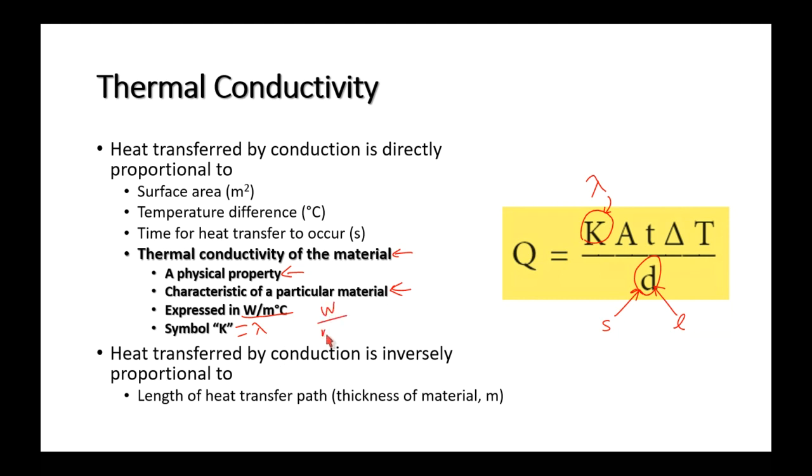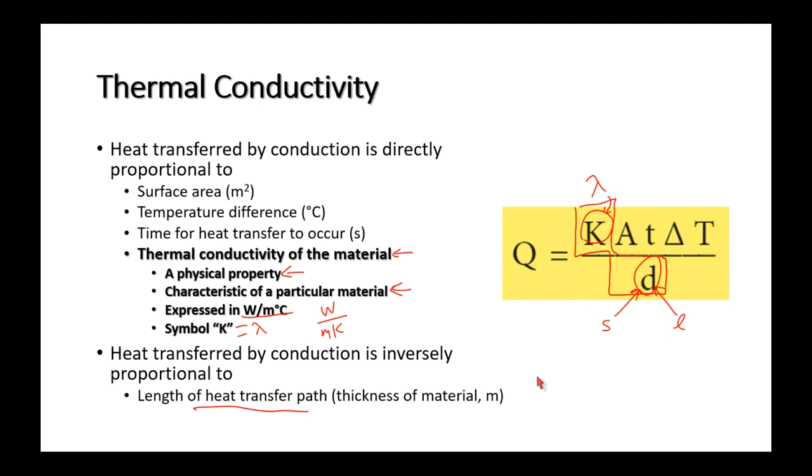Okay, watts per meter Kelvin or watts per meter degree Celsius, whatever. And D or S or L is the length of the heat transfer path. So in other words, this is actually the thickness of the material. So what I want to look at is K and D.